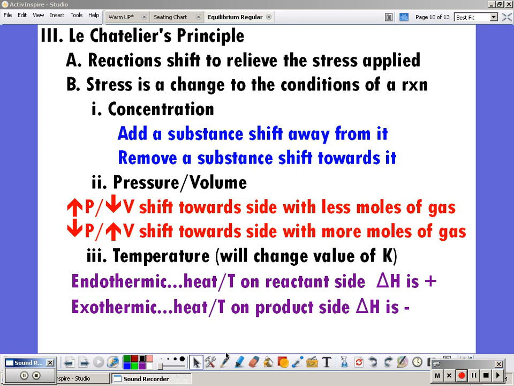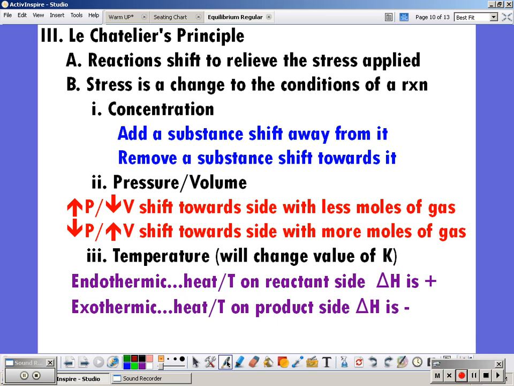Le Chatelier's principle is when a reaction shifts to relieve the stress that is applied. A stress is a change to the conditions of a reaction, and there's 3 different ways that we can apply a stress. We can apply a stress by changing the concentration, by changing the pressure and or volume, and by changing the temperature. Concentration. If you add more of a substance, then you're going to shift to the opposite side of what it's on.